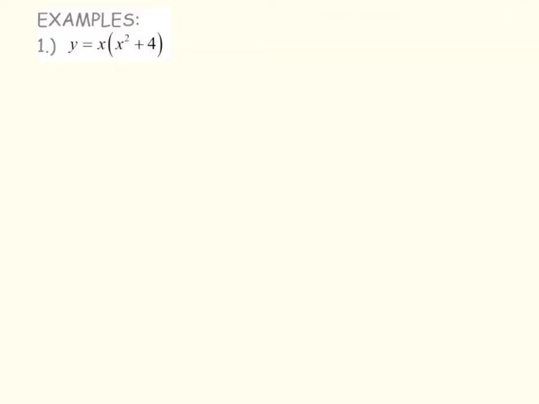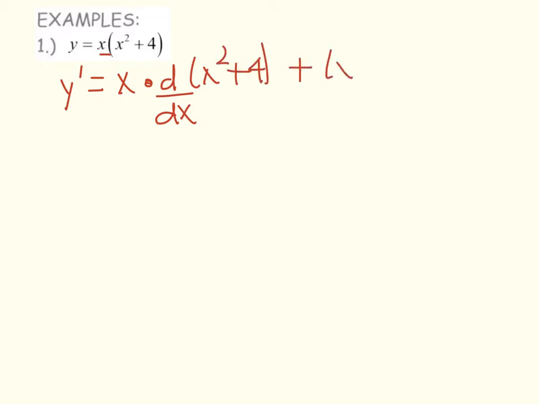So here's an example. If I want to find this derivative using the product rule, I would write the derivative, and I would take my first function, which is x, and multiply that by the derivative of the second function, x squared plus 4, and then I'm going to add that to the second function, which is x squared plus 4, times the derivative of the first function, x. That's the product rule written out.